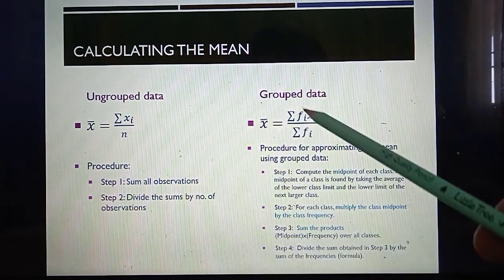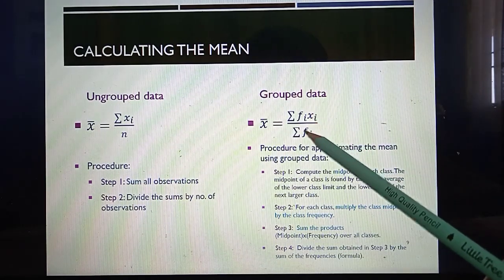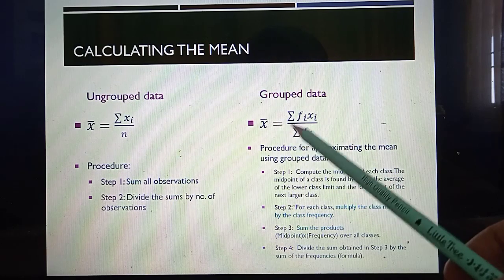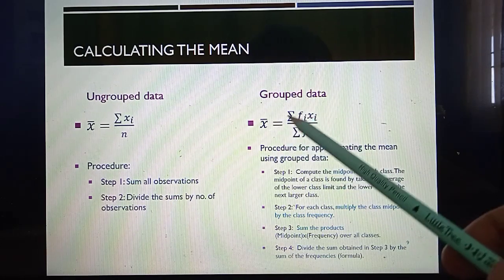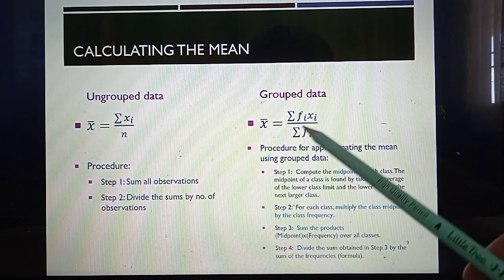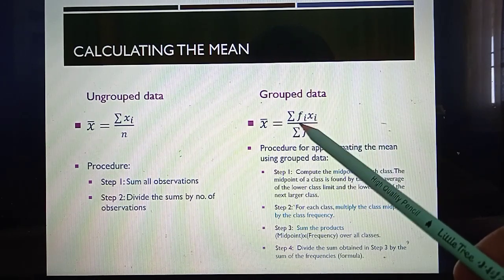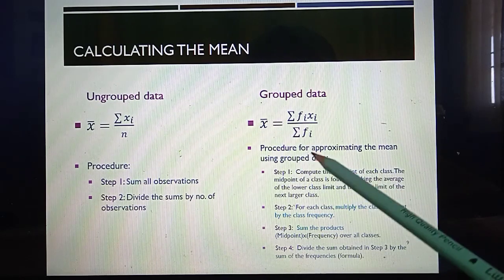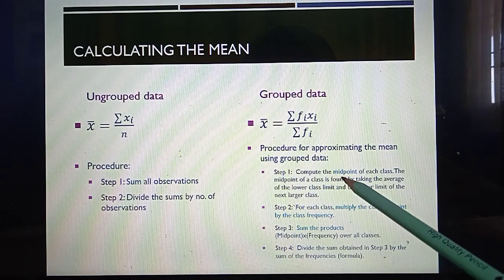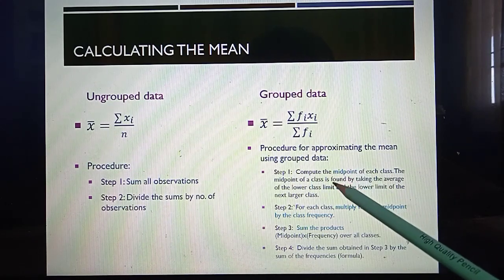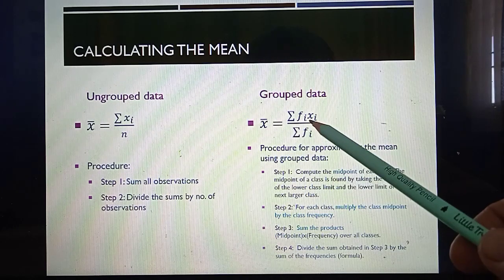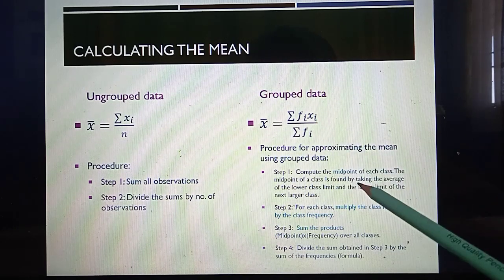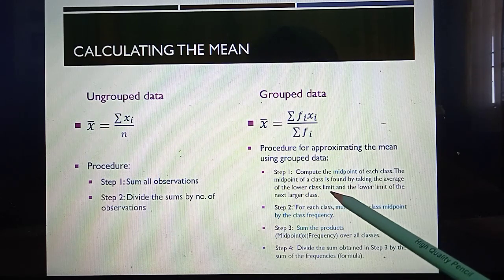Okay, for grouped data, because grouped data has frequencies, we have to involve the frequency. The mean for grouped data is given by the formula summation of Fi xi over summation of Fi. Fi is the class frequency, and Xi is the midpoint. The procedure is to compute the midpoint of each class. Remember the midpoint from the earlier slide in chapter 2, how we can calculate the midpoint for a class. The midpoint of the class is xi, found by taking the average of the lower limit of the class and the lower limit of the next larger class.